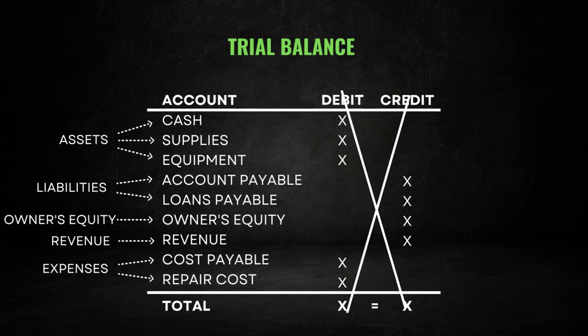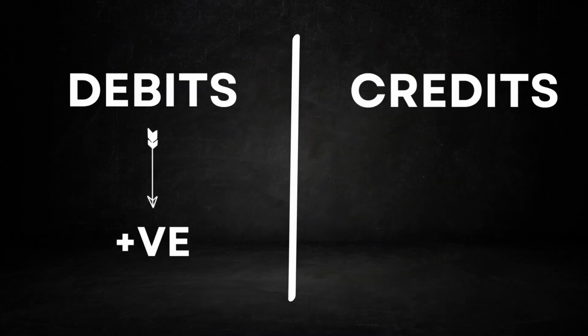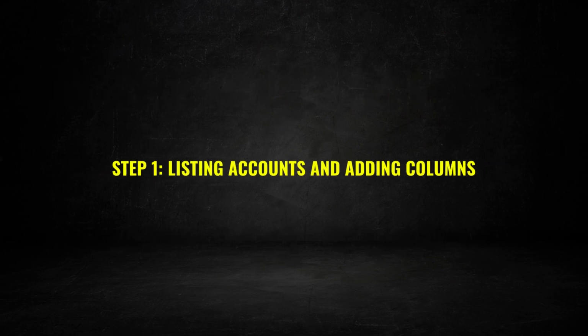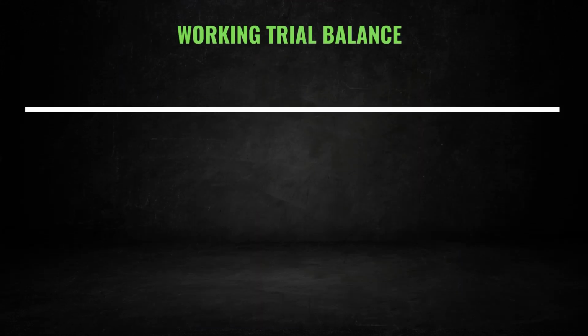Instead, we'll distinguish debits as positive numbers and credits as negative numbers to differentiate between them. Let's go through the steps together. Step 1. Listing accounts and adding columns.